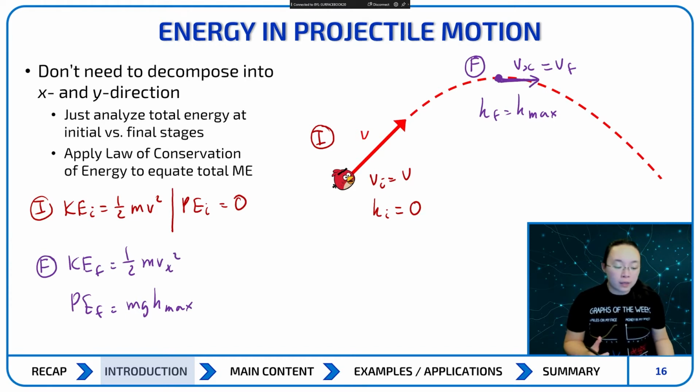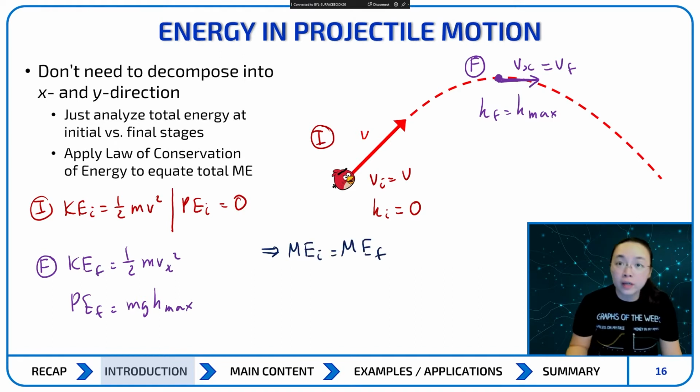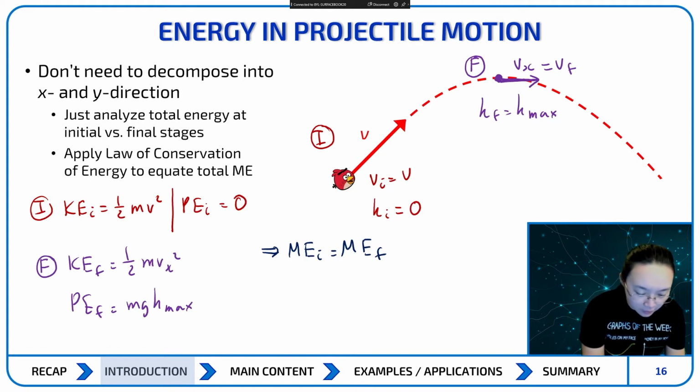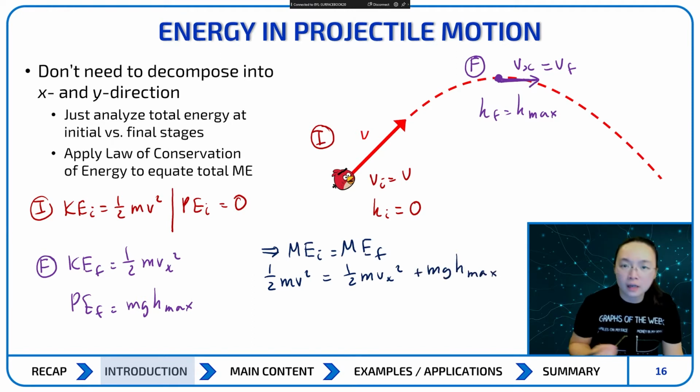Now that you have your initial and your final kinetic and potential energies, you can use the law of conservation of energy and set MEi equal to MEf. If we're trying to solve for hmax, then I put everything together. I have 1/2 mv squared equals 1/2 m vx squared plus mg hmax. And then I just solve for hmax.